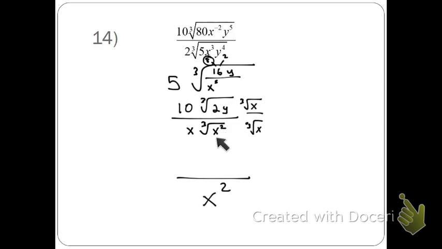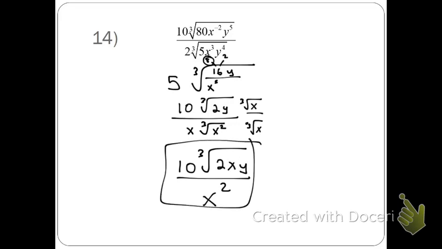You're going, how'd you get x squared? Follow my cursor. The cube root of x squared times the cube root of x is x times this x gives me x squared. In my numerator, it would become 10 cube root of 2xy. That is in simplified radical form. Okay? This is called rationalizing the denominator. We'll continue working with that, but I want to expose you to it.